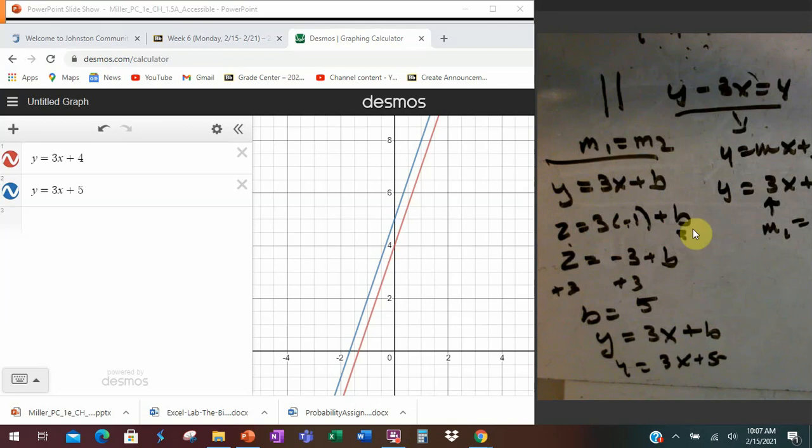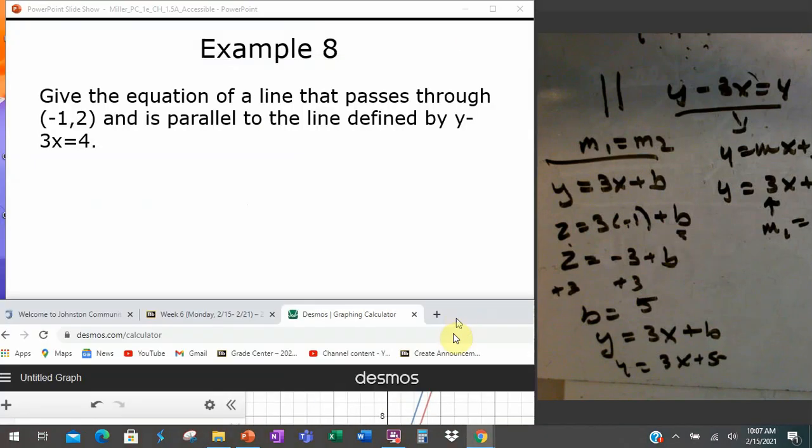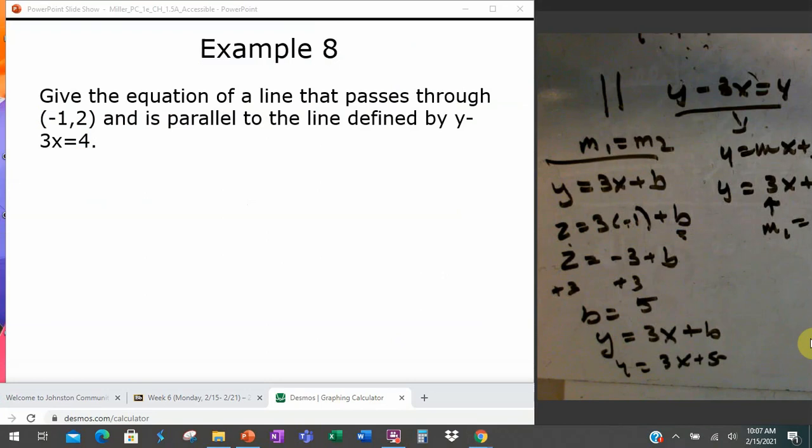So let me get rid of our graphing calculator. Let me pull this away. We may use this again later. I'm going to erase this.